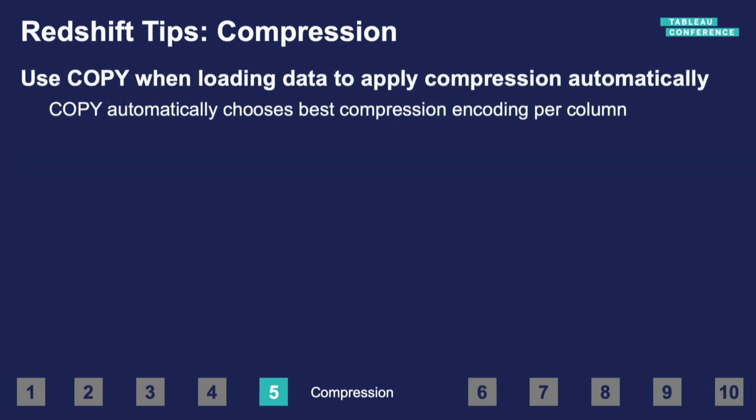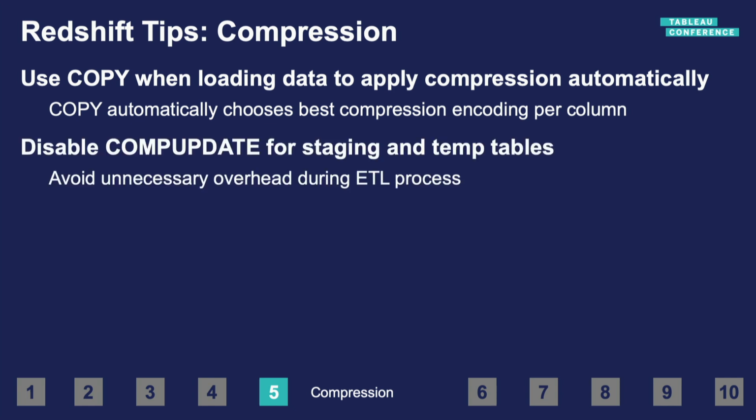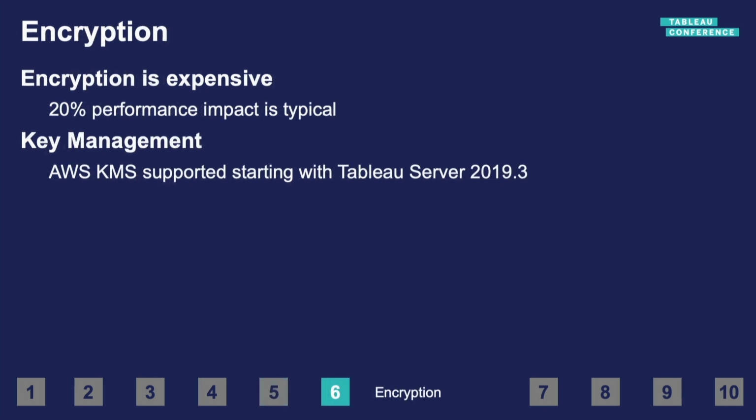All right? And I mentioned COPY when loading data, so it gets compressed. And also, on temp tables or staging tables, you want to disable compression. It's simply because they're temporary. You don't want to be spending computational power on compressing those if you're going to be removing them at the end of the operation. So just disable that.